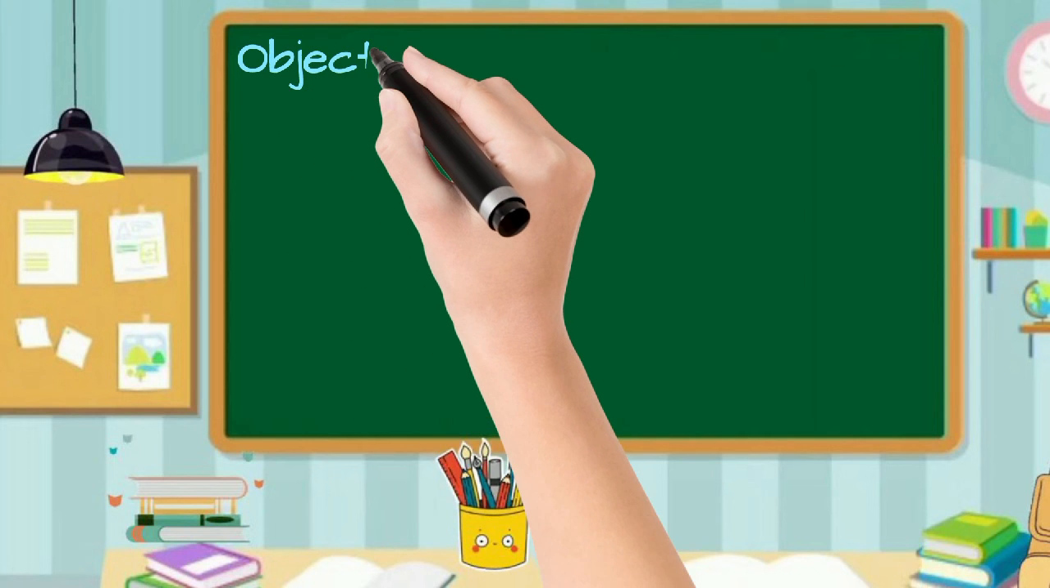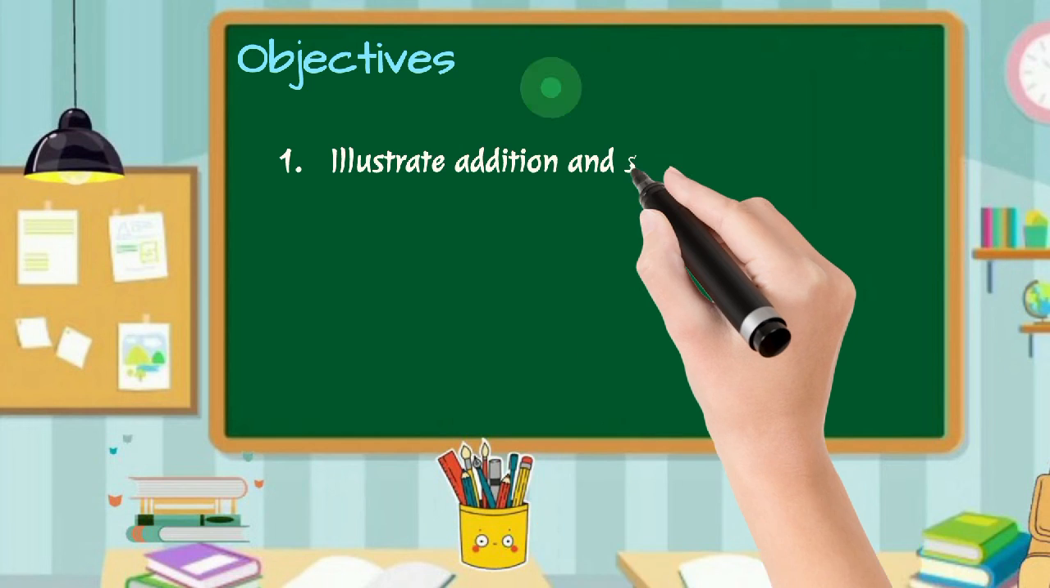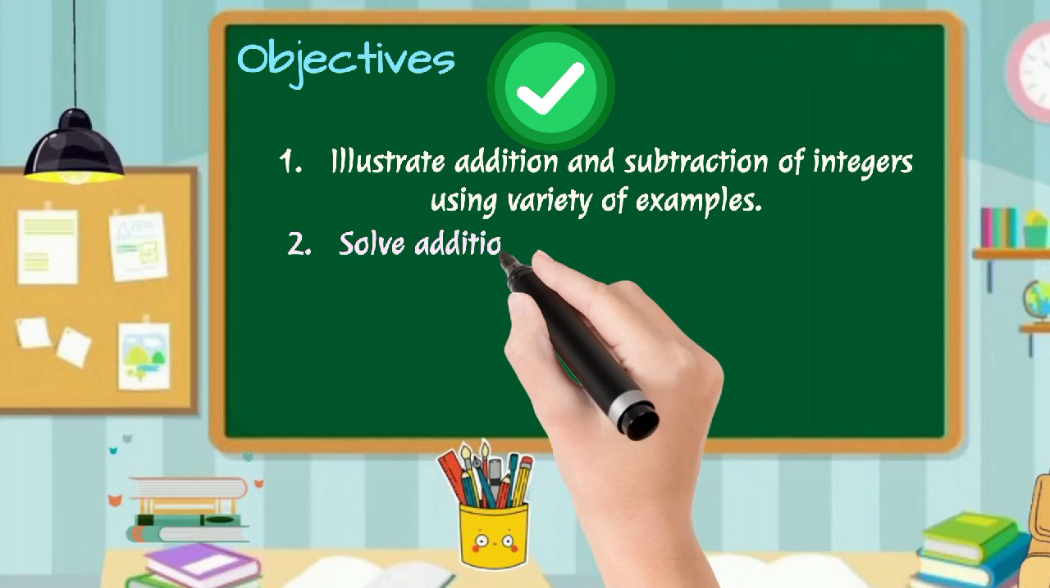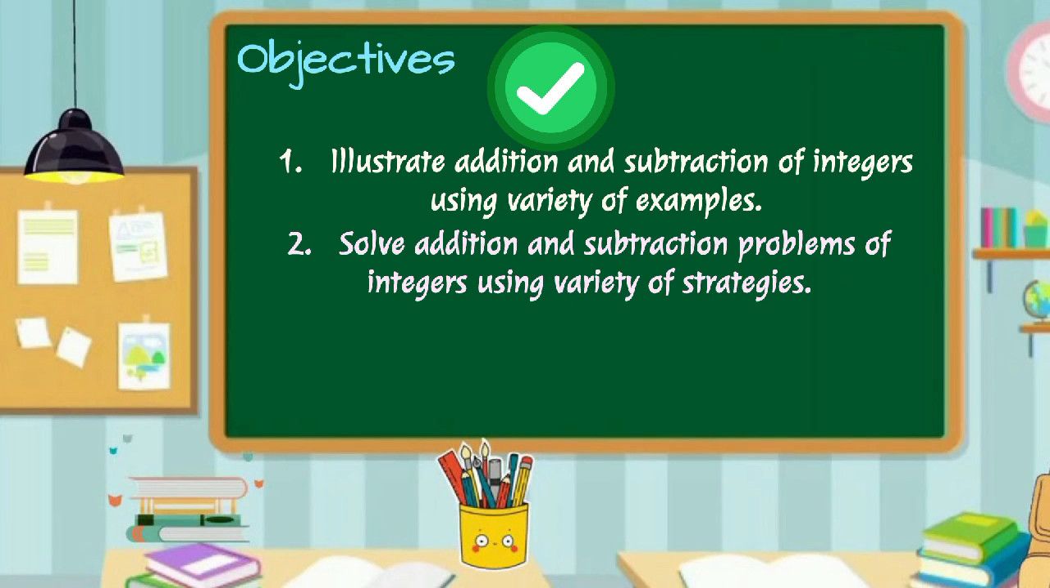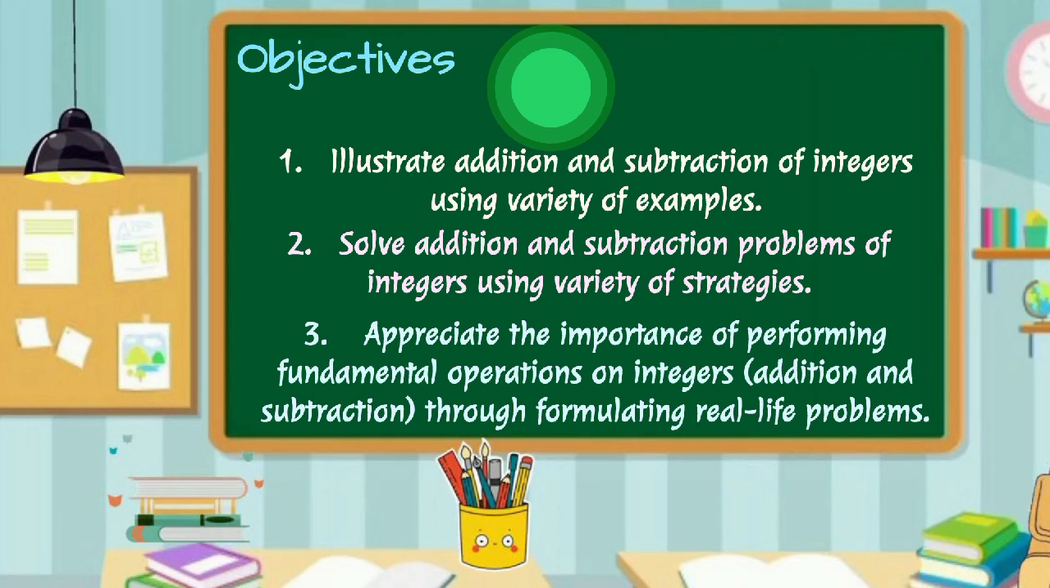At this point, we are going to check if our objectives have been met. First is to illustrate addition and subtraction of integers using a variety of examples. 2. To solve addition and subtraction problems of integers using a variety of strategies. And number 3, to appreciate the importance of performing fundamental operations on integers, addition and subtraction, through formulating real-life problems. Yes, we have done all the objectives.